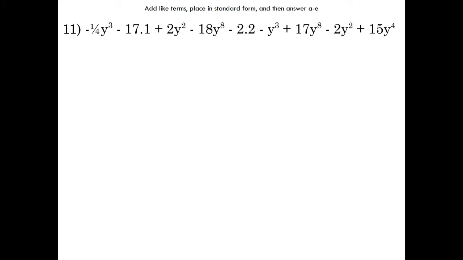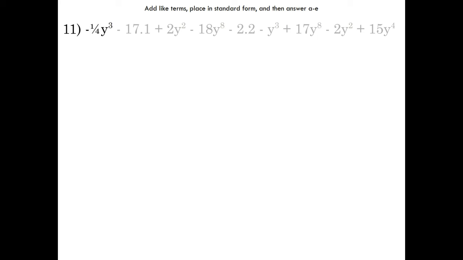And then let's just quickly do question number 11. Question 11 is a little bit different because it includes fractions and decimal numbers, but it's going to be the same exact procedure, nothing different. And you can use the calculator to do the procedure. You're going to add like terms first. Again, to add like terms, we're going to add the terms that have the same variables with the same exponents.